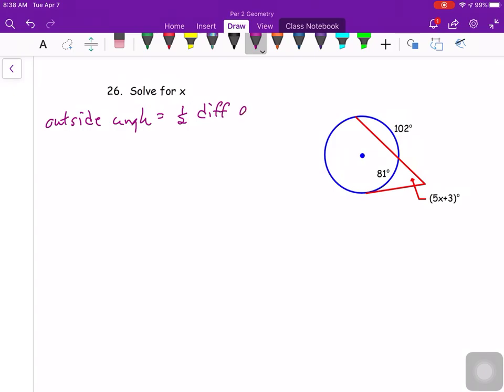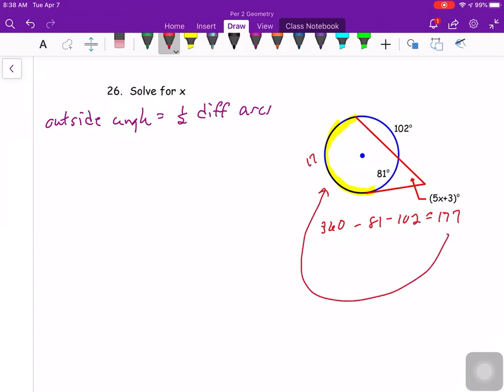Here we have an outside angle. Outside angle equals half the difference of the arcs. But again, we're missing one of our arcs. So first, we're going to find this arc. To find that arc, we'll take 360 minus 81 minus 102. That's 177.